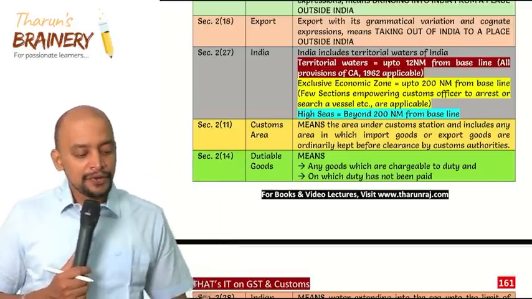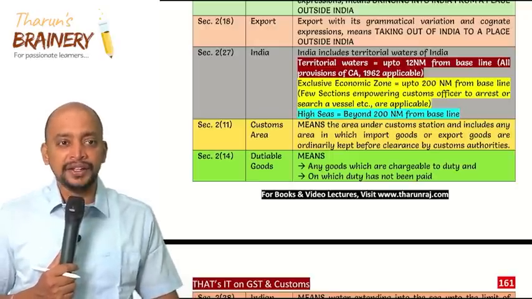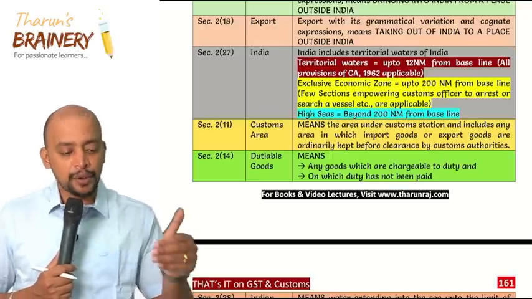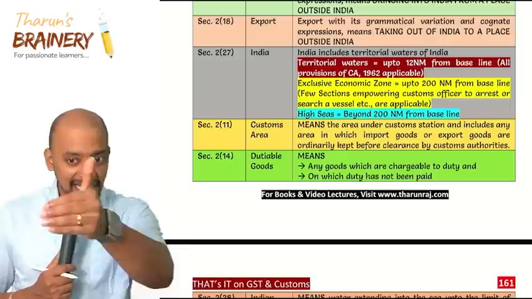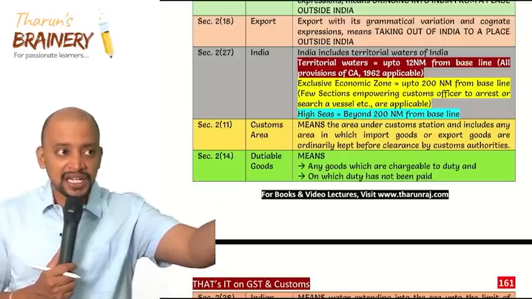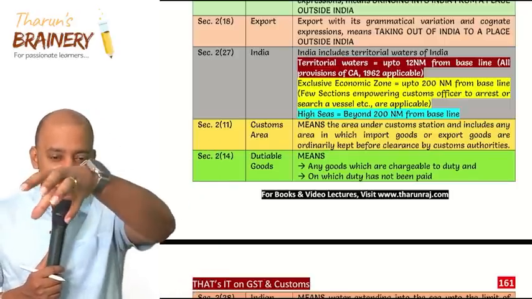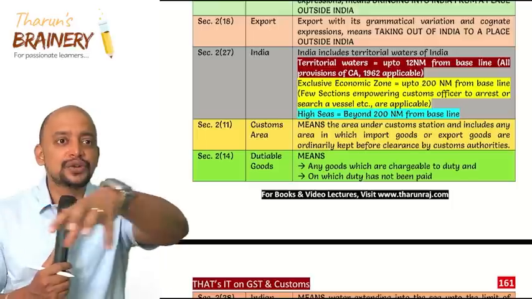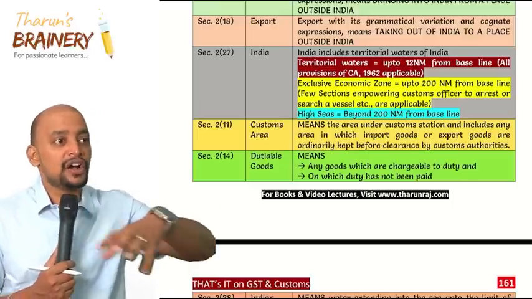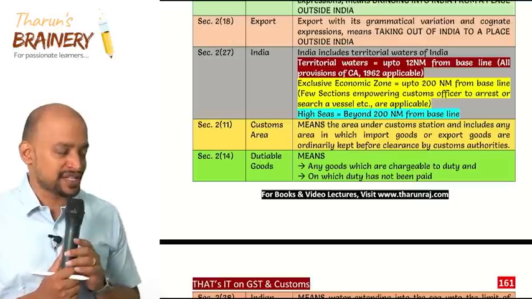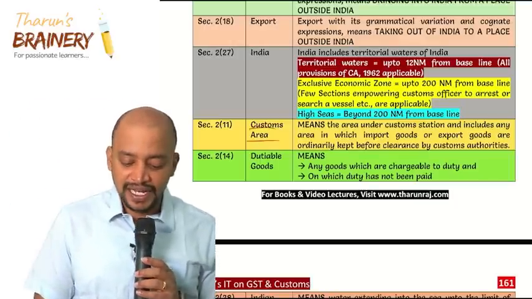For example, when you get down at an international airport, the moment you come out of the gate, there will be a green channel and a red channel. That green channel, red channel gate is only under the control of customs, but not the entire airport is under the control of customs. So that is the meaning of customs area.